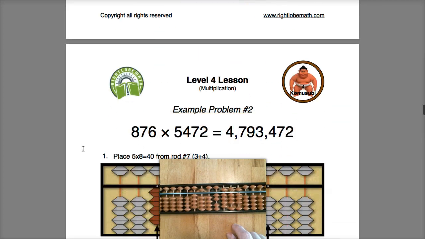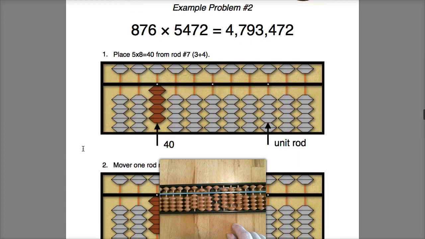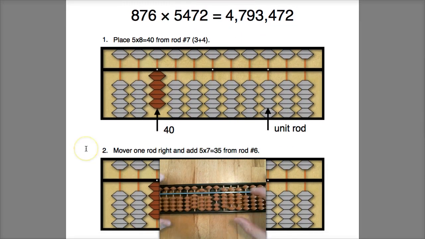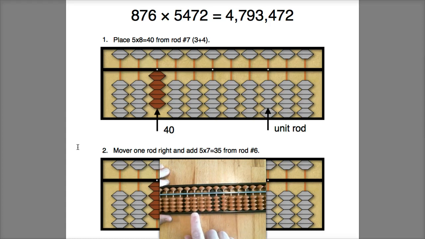All right, well, let's go ahead and jump into a second example. And on this example, we're going to multiply 876 times 5,472. So let's see how this goes. All right, well, we start off with our first multiplier digit 5 and multiply 5 times 8, and we'll start off at rod number 7 here. So that's 1, 2, 3, 4, 5, 6, 7. And so again, we'll add a 40 there.